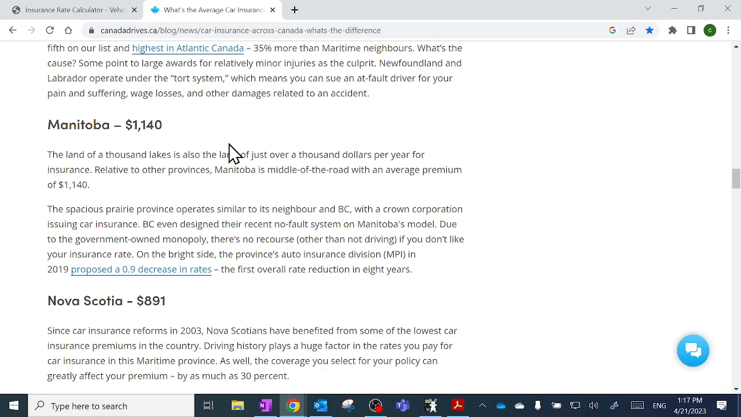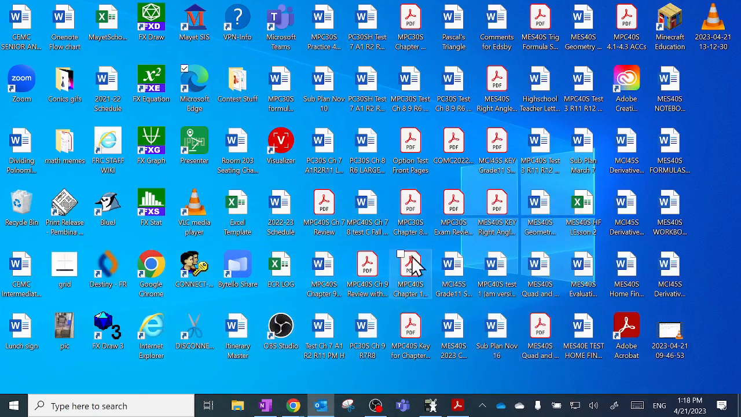Divide that by 12. What's that? A little under $100 a month. Okay, now that's the average, and again, I think that's a median. So half would be more, half would be less. Let's see where we end up. Okay, first we got to finish the notes though.